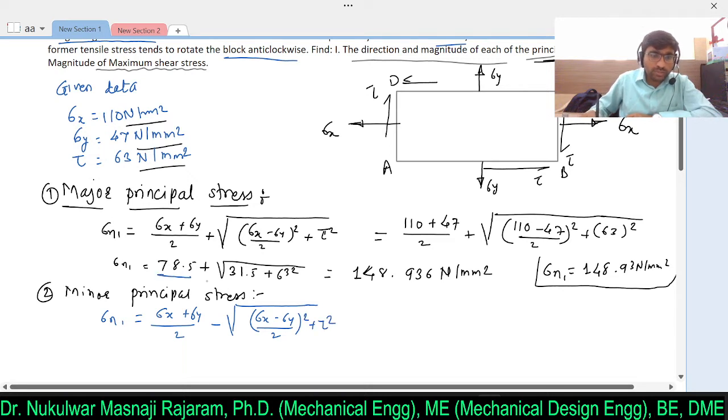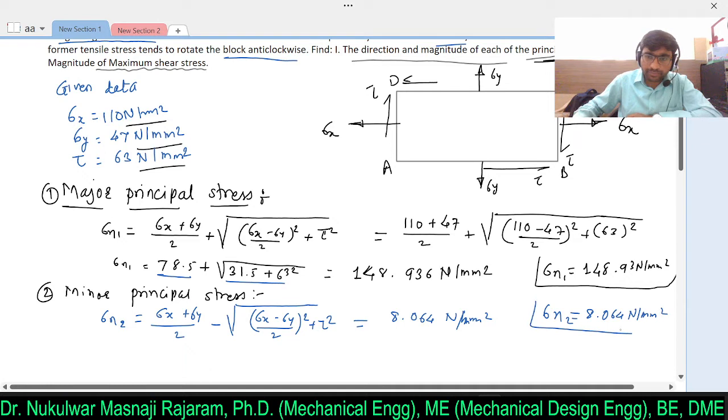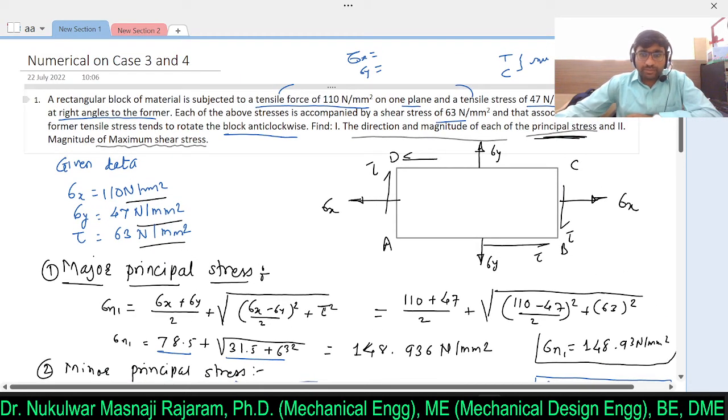Why have I evaluated this one? Because I am doing just a difference between these two values. So here I will get the direct value, it is near about 8.064 Newton per mm square. So this is the sigma n2, that is the minor principal stress, and it is near about 8.064 Newton per mm square. Simple. So this is all about the magnitude of principal stress.